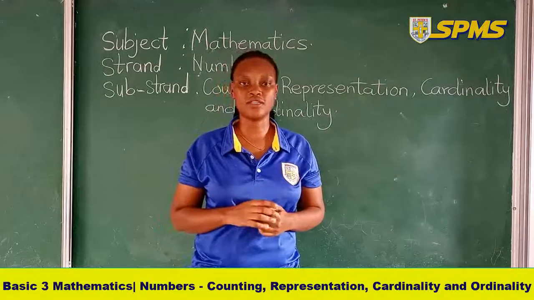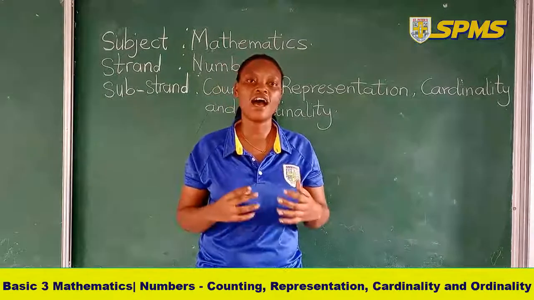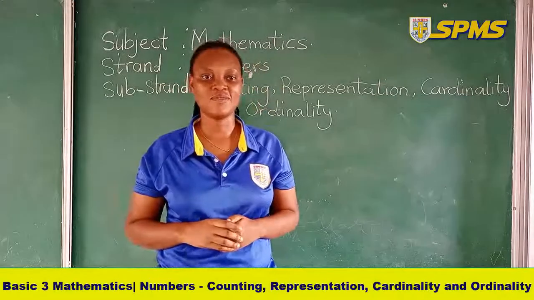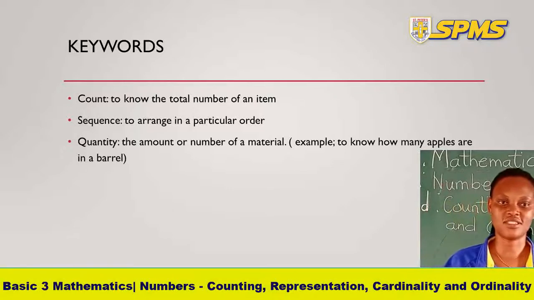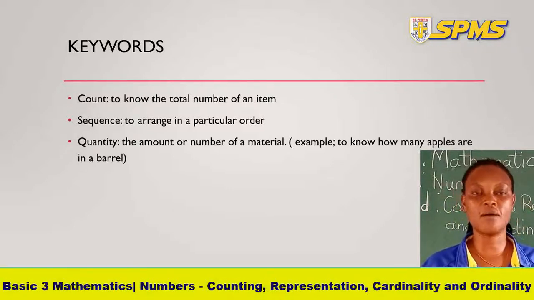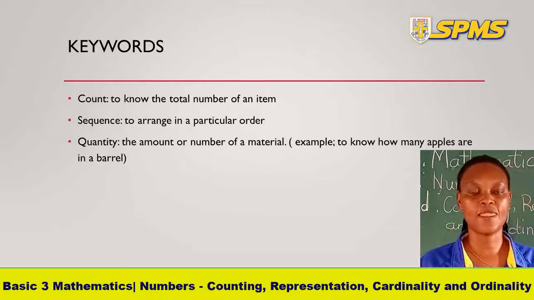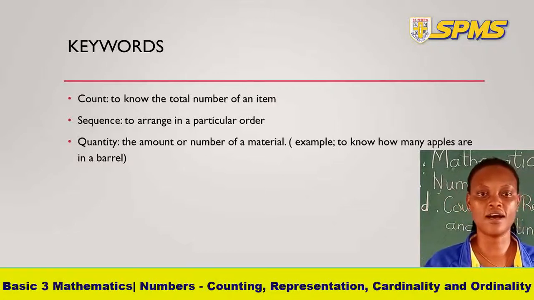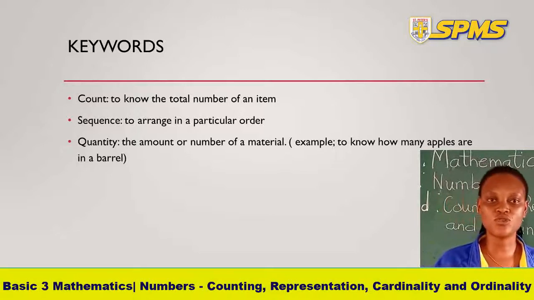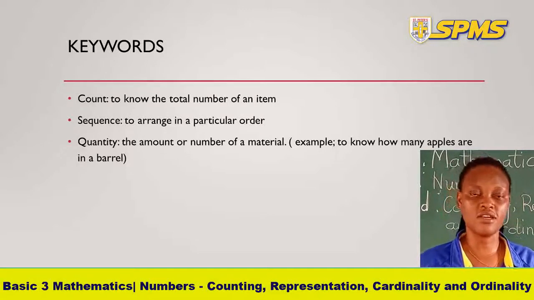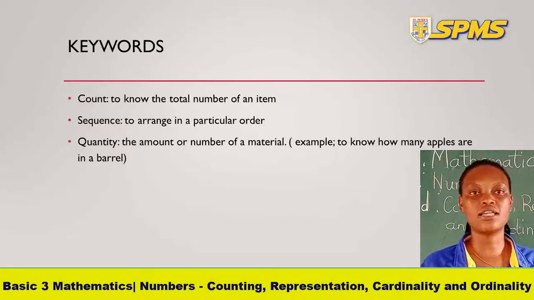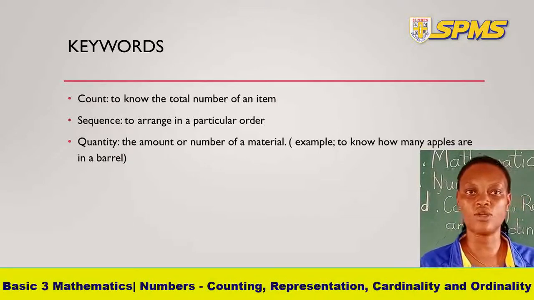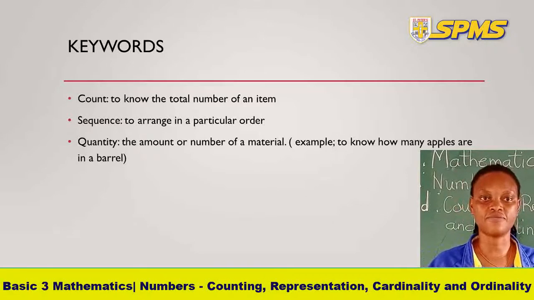Let's go through our keywords, which will help us understand our lesson better. Our first keyword is count. Count: to know the total number of an item. So when you want to know the total number of something, an item, you need to count. That will make you know the total number of the object or the thing or the item that you have.